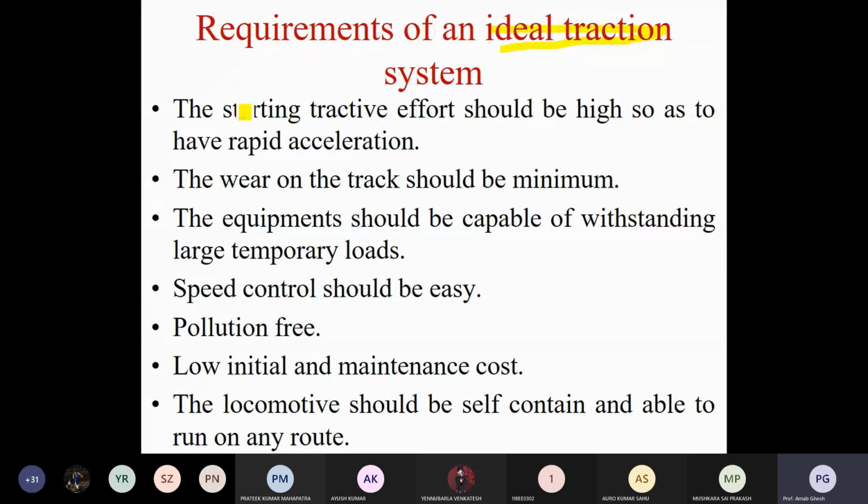What are the most important features of an ideal traction system? First, the starting tractive effort should be high so as to have rapid acceleration. Rapid acceleration means how fast your traction system, the locomotive, reaches the rated speed, how quickly it achieves that speed. That depends upon the rating of the motor, but not only the rating of the motor; it is an important issue as well as the other parameters.